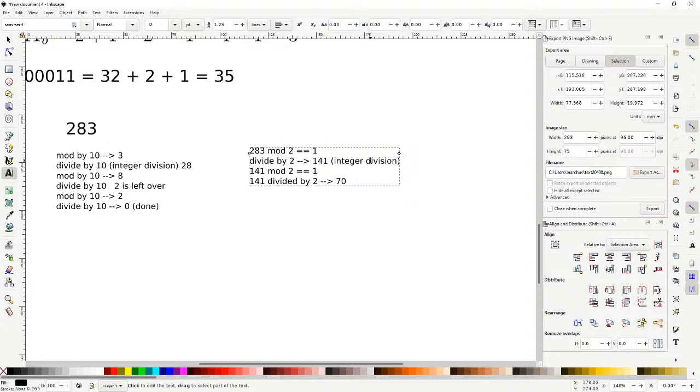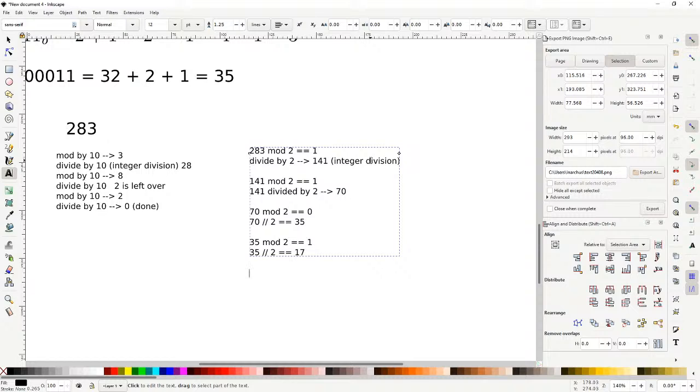Now here what we do is we say 70 mod 2 is equal to 0. 70 divided by 2 is 35, right? And so then we just keep doing this process, right? We say, okay, 35 mod 2 is 1. 35 divided by 2 is, well, whatever it is. So 34 divided by 2 is 17.